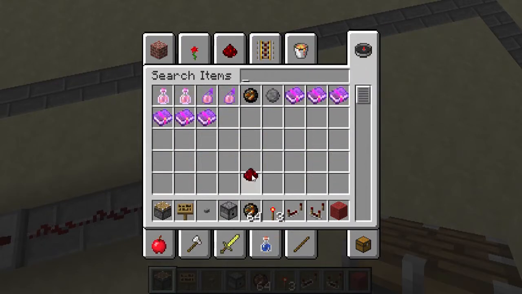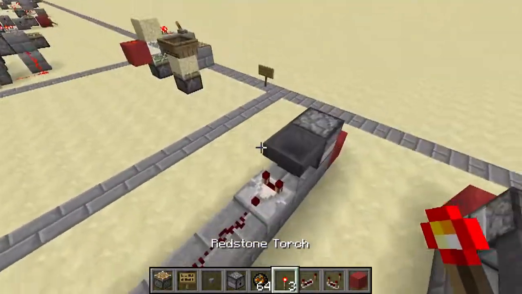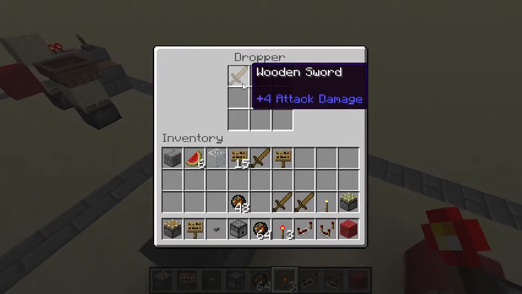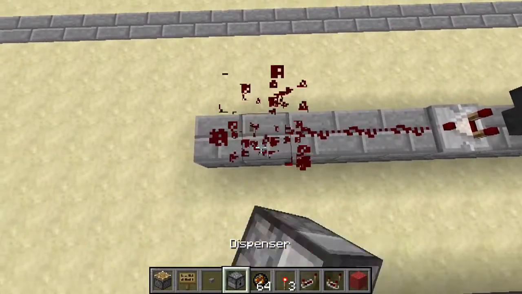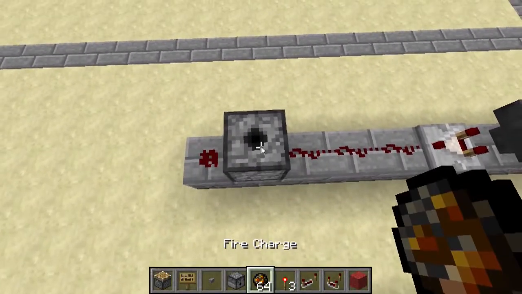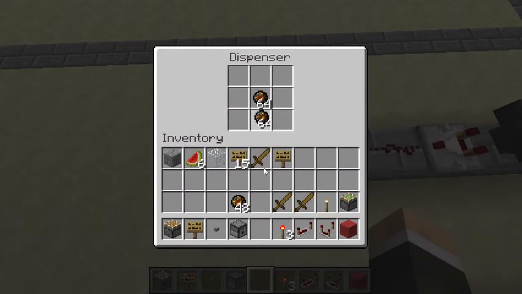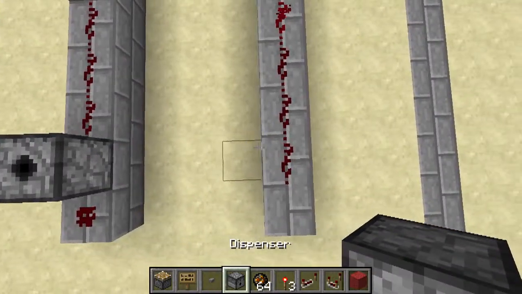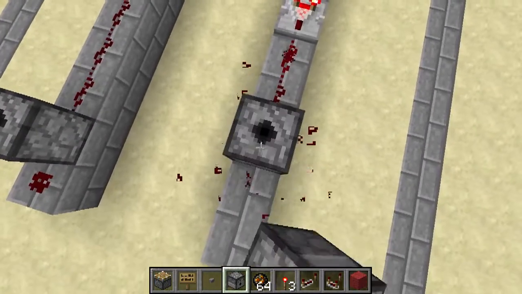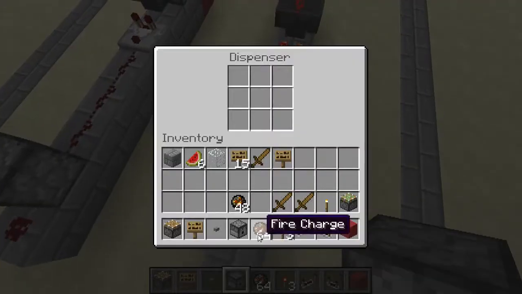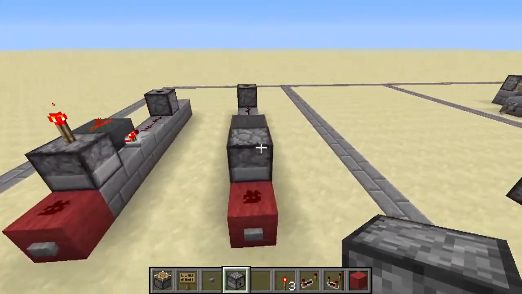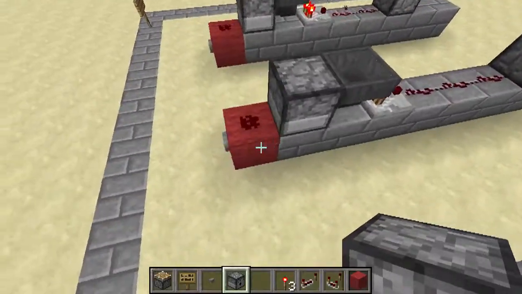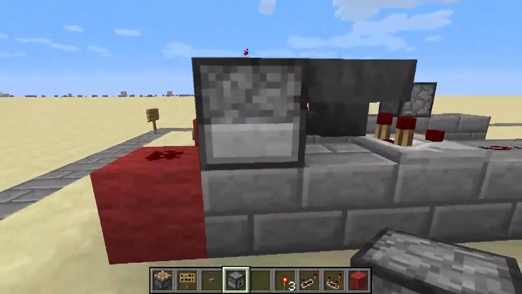Okay, so in this case we have a wooden sword and a stick, so it can reach a maximum power level of 3. So we're going to put a dispenser there facing upwards and some fire charges, and a similar thing over here, but we're going to set that to be 2 instead of 3 and put a stack of fire charges in there.